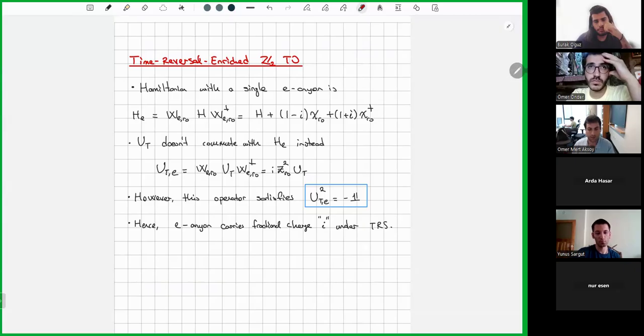So a single E anyon traps a fractional charge because the U operator squares to -1. And it carries a Kramers degeneracy. That's why there was a twofold degeneracy. So that proves the claim. So this time reversal operator is interesting because it fractionalizes on the E anyons.